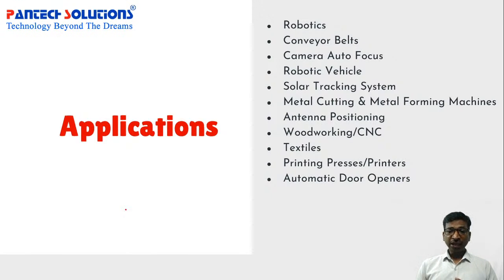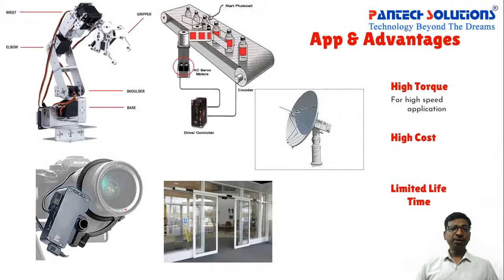Then antenna positioning: we can change the antenna without anyone's help from a remote, it's a remote controlling mechanism itself. And automatic door openers, printing presses, everything. These are all some basic application methods. Let us see one by one.